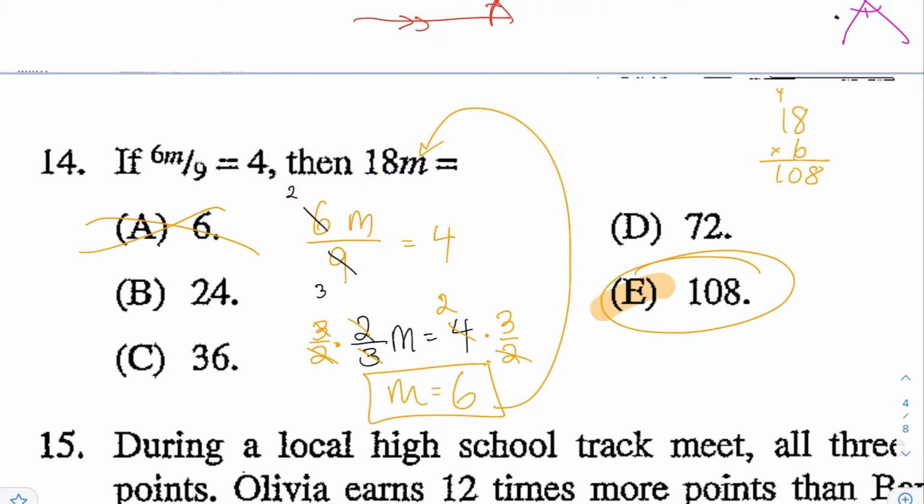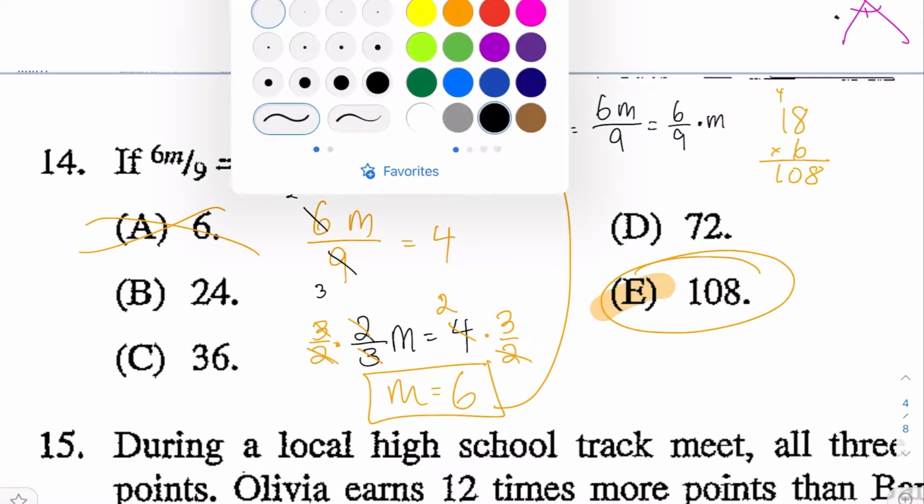So one thing to keep in mind for this, when you have a fraction, 6m over 9, you could rewrite this as 6 over 9 times m, or 6m times 1/9. So there's a lot of ways that you can split this fraction. As long as 6 and m are in the numerator and 9 is in the denominator, you can rewrite this in a variety of ways.